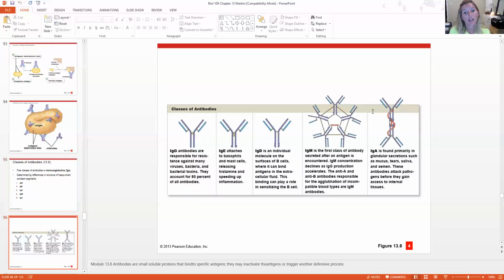IgE is going to attach to our basophils and mast cells, helping speed up the process of inflammation. IgD is on the surface of B cells, and these play a role in sensitizing B cells to produce more antibodies. IgM is encountered when we are dealing with blood types. This is the antibody that's produced in a transfusion reaction. And IgA is in gland secretions. This is the antibody that's in our tears, our sweat, our oil, etc.